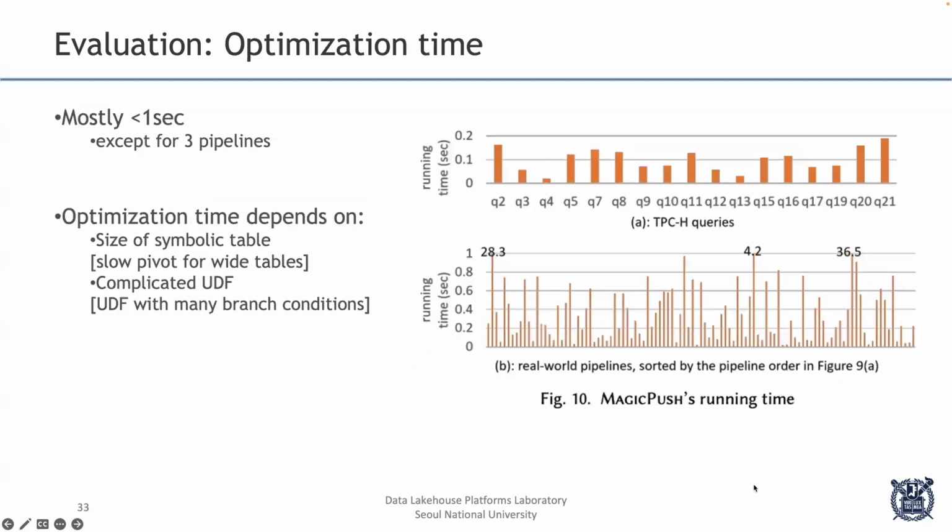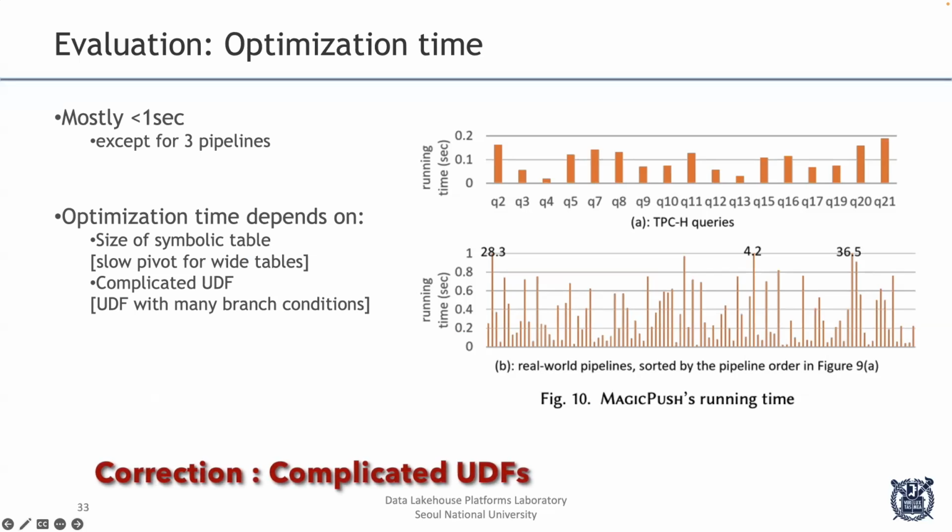So for magic push, the running time takes mostly less than 1 second, but there are only 3 pipelines that take longer time to optimize, which are complicated UDFs and large symbolic tables. In case where they have to perform an unpivot on a very wide table, it's going to take the columns and turn them into rows. That takes a very long time. Also, when there are very complicated UDFs with many branch conditions, it also takes a long time to optimize.